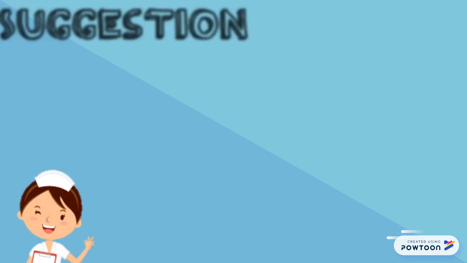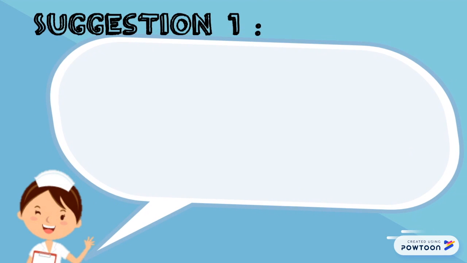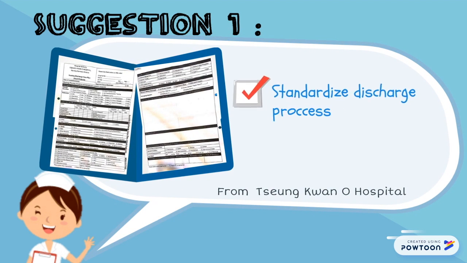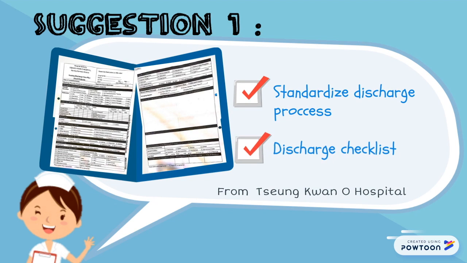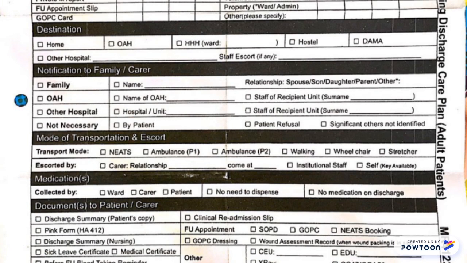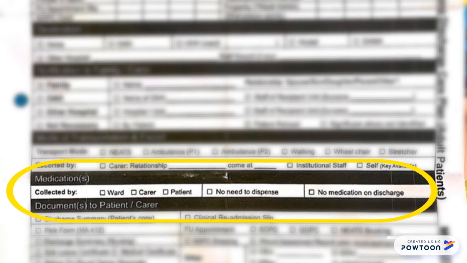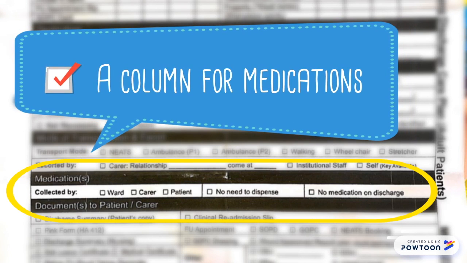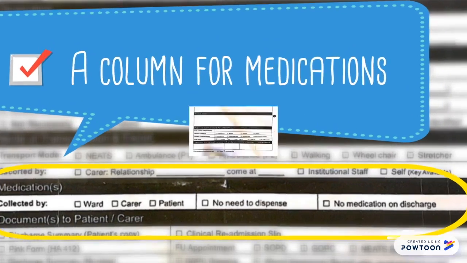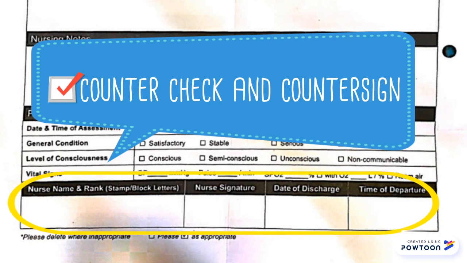Here are some possible solutions to the problem. The first one is to implement a change in the structure. A discharge checklist can be created. Using a discharge checklist to standardize the discharge process, medication error can be minimized. Taking reference from the Tsunkwon-o Hospital, a discharge checklist should include a column for medications. Also, a counter-check and countersign should become mandatory in each discharge checklist.